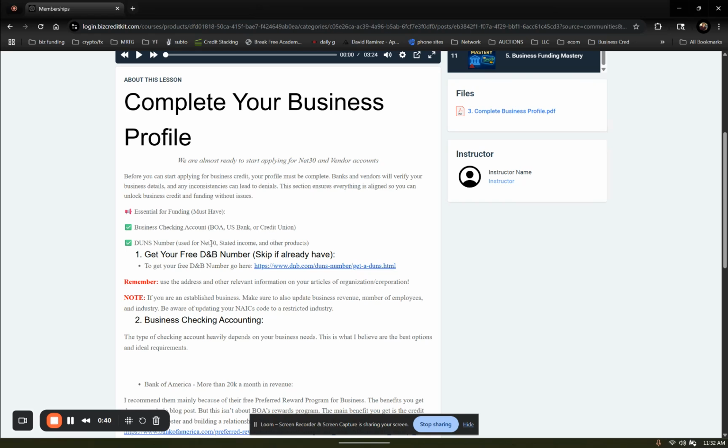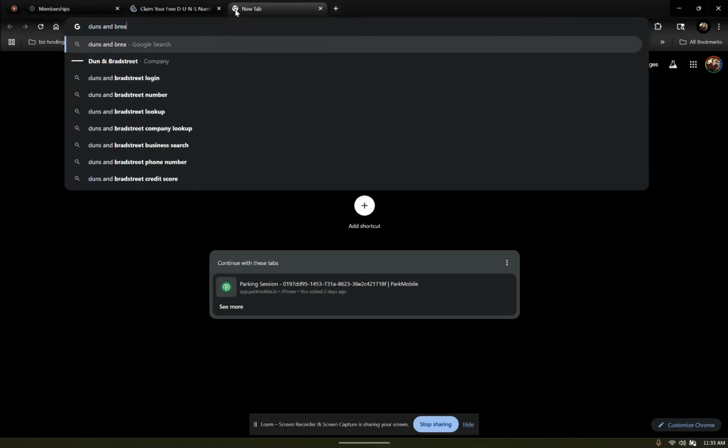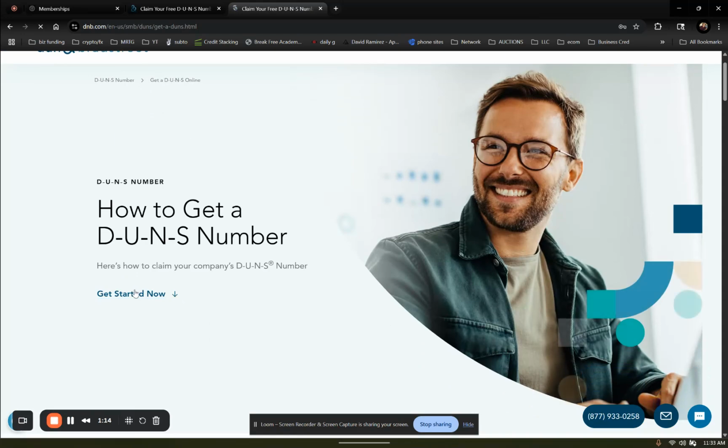I'll explain later. D-U-N-S number. This is used for net 30s, stated income products, and some other products. Not all banks are going to do their research and see if you're in this database, but they sometimes do. So you want to make sure that you have it and that you have the correct address. To get it, you go to the D&B website, or you can just go to Dun & Bradstreet.